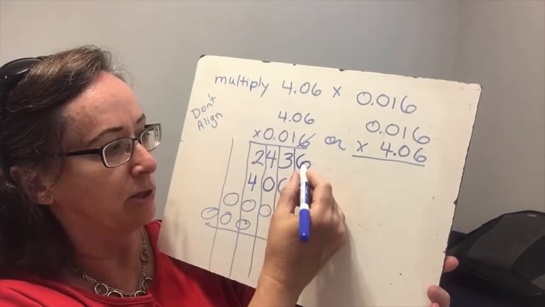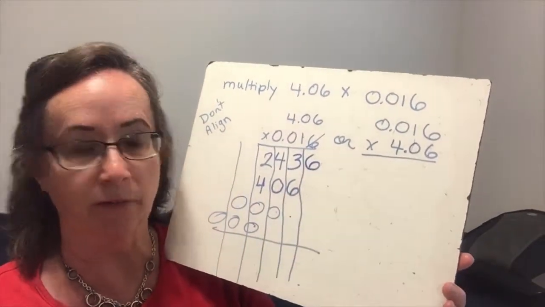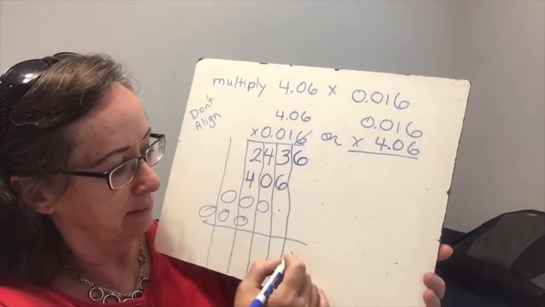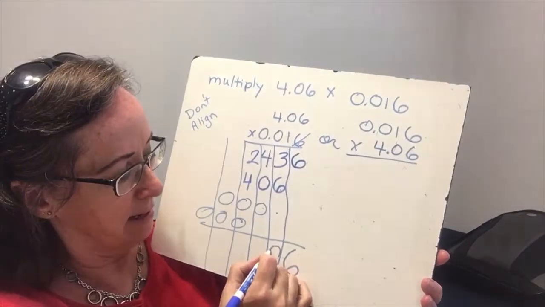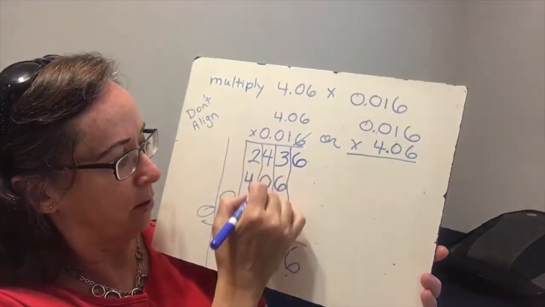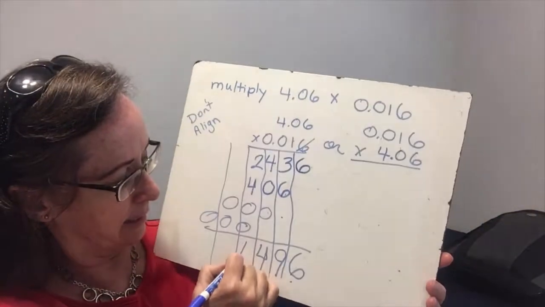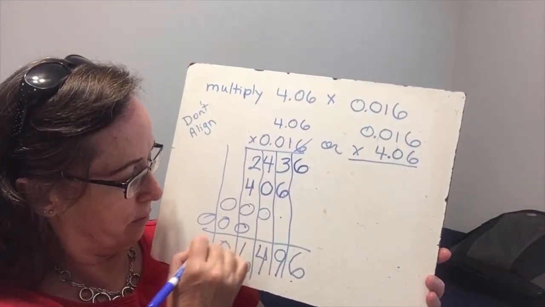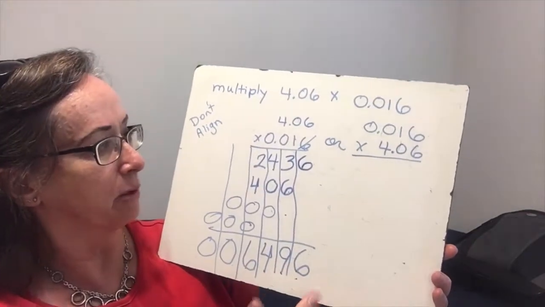Okay, so we should only have 1 in this column, 2 in this column, 3 in this column, 4 in this column, and so forth. So 6 comes down. 3 plus 6 is 9. 4, and then 2 zeros is 4. 6, 0, 0. Okay, so now, where's our decimal going to be?